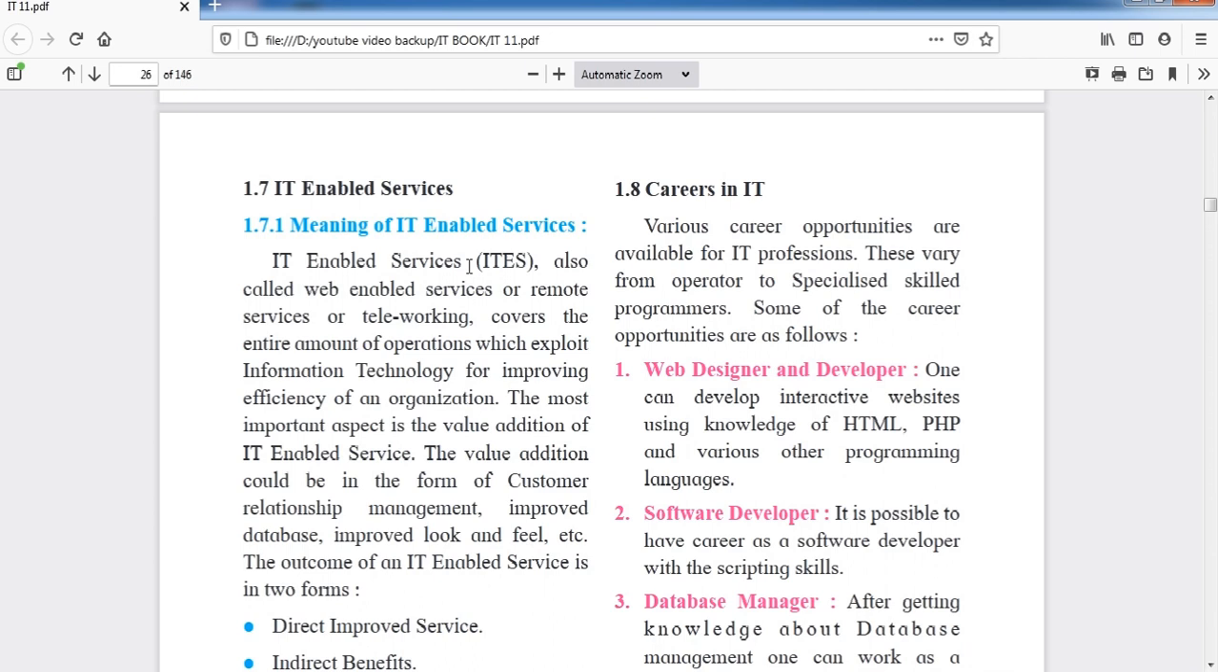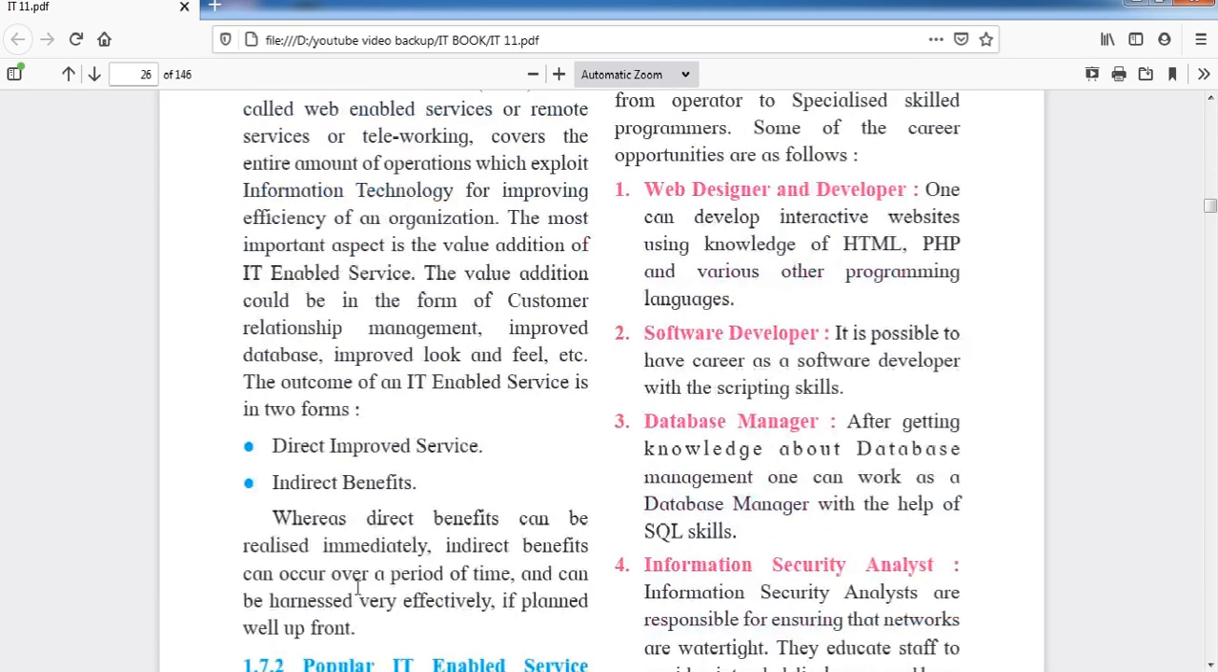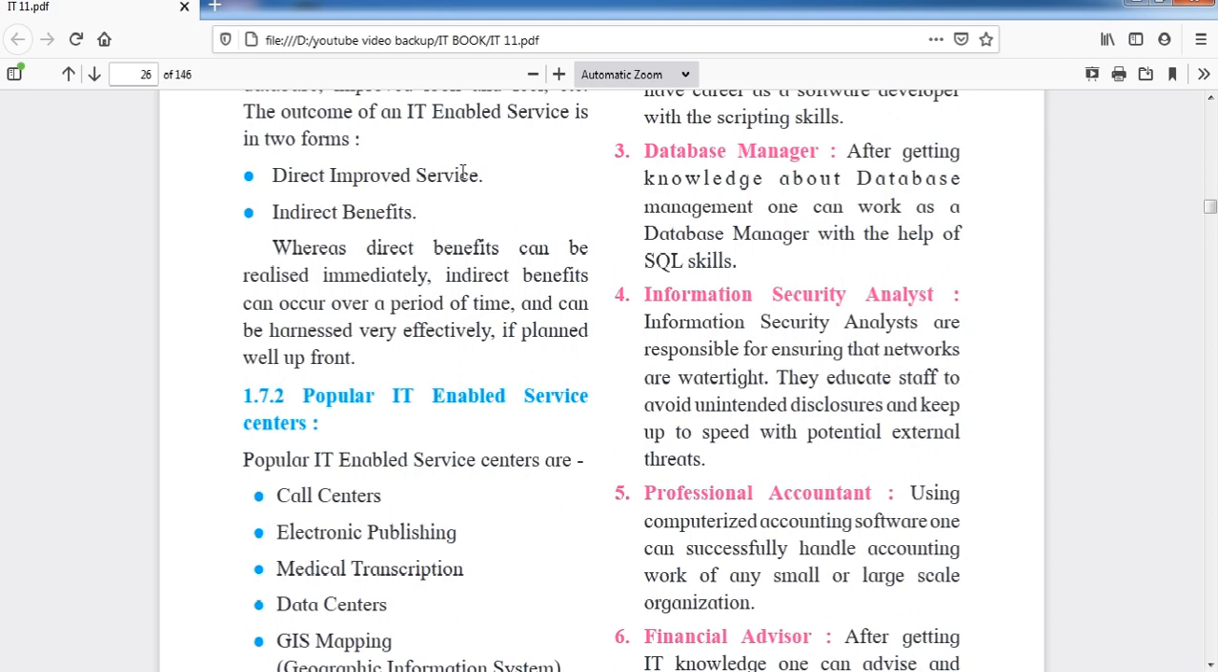That is not the only use of IT enabled services, but it is one example of IT enabled services. And they improve their database and improve look and feel, etc. The outcome of IT enabled services is in two forms. The two forms are direct improved services and indirect benefits. The direct benefits can be realized immediately and indirect benefits can occur over a period of time and can be harnessed very effectively if planned well up front.